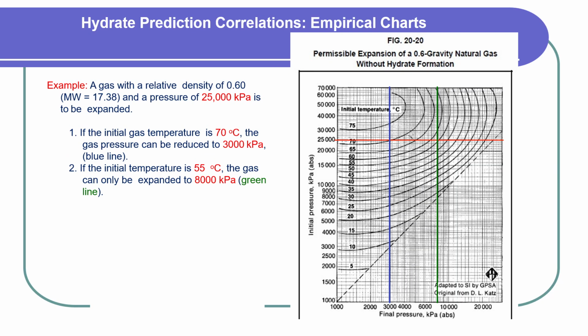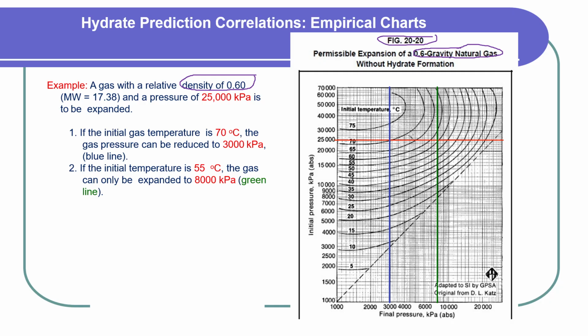Now we're going to look at this example where we're going to illustrate the use of the allowable expansion, or the gas expansion concept, or the permissible expansion for a gas without forming hydrate. In this example we have a gas with a relative density of 0.6, which means that we're going to use figure 20-20 because it's for specific gravity of 0.6.